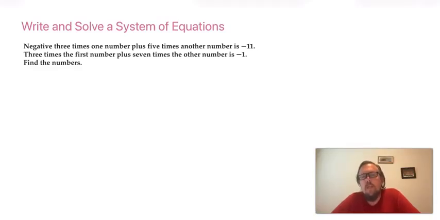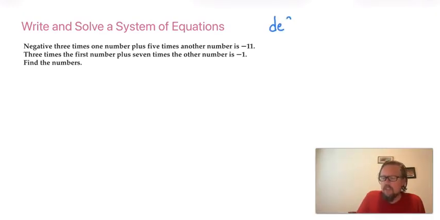Negative 3 times one number plus 5 times another number is negative 11. 3 times the first number plus 7 times the other number is negative 1. Find the numbers. Since we have two different numbers here and we are therefore going to need two different variables, this is what tells us that we have to have a system of equations.